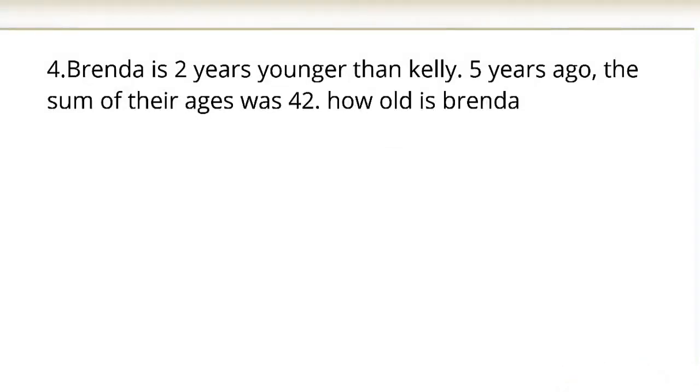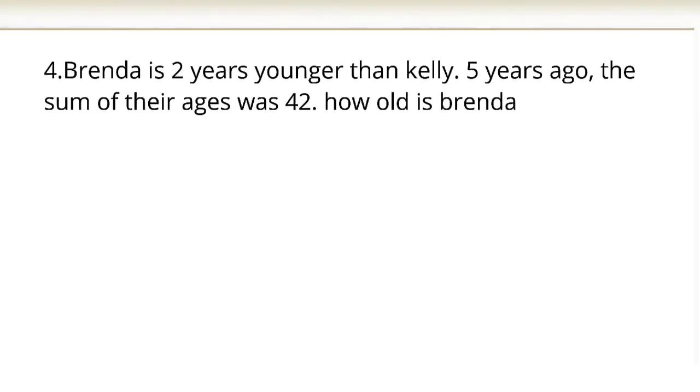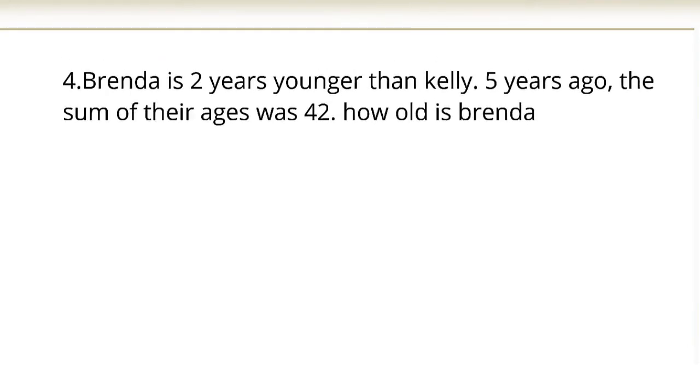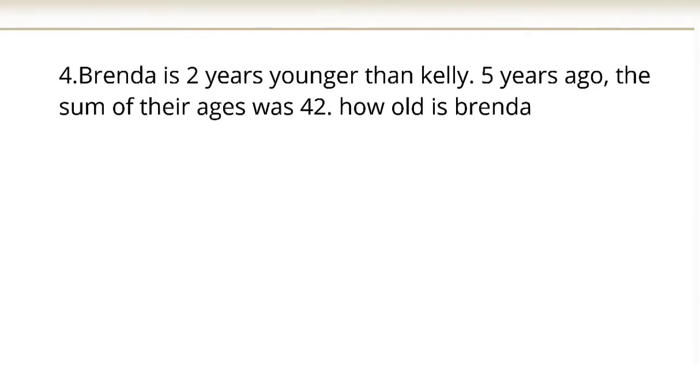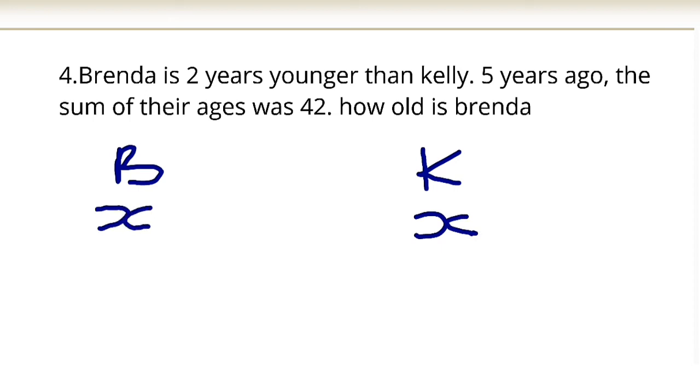So let us look at example number 4. Number 4 is saying that Brenda is 2 years younger than Kelly. 5 years ago, the sum of their ages was 42. How old is Brenda? So I shall let B represent Brenda's age, and K represent Kelly. Because Brenda is being compared to Kelly, we shall let Kelly's age be x, and that means Brenda will be x minus 2 because Brenda is 2 years younger than Kelly.